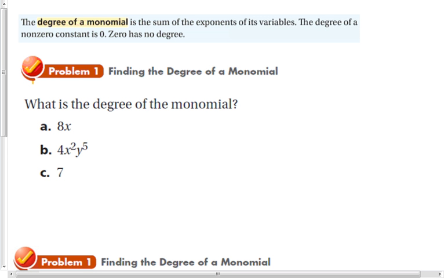All right, and the degree of a monomial is the sum of the exponents of its variables. The degree of a non-zero constant is 0. So let's do C right now. That's a constant, and it's not 0, so that's a 0 degree monomial.